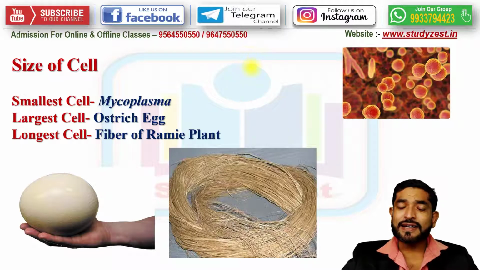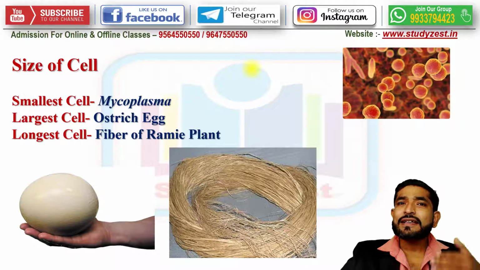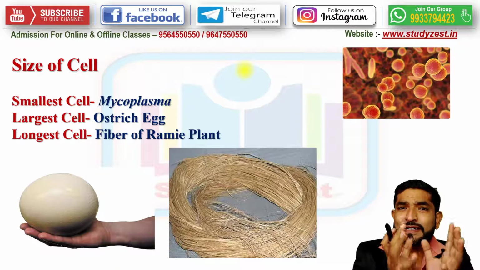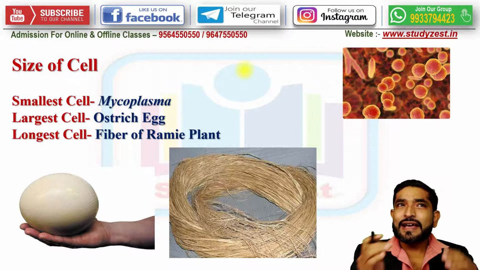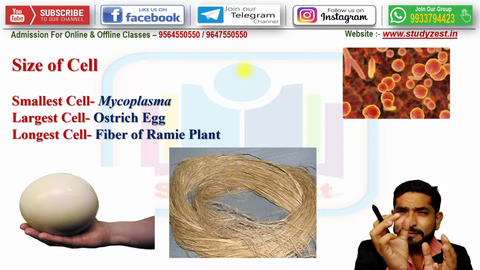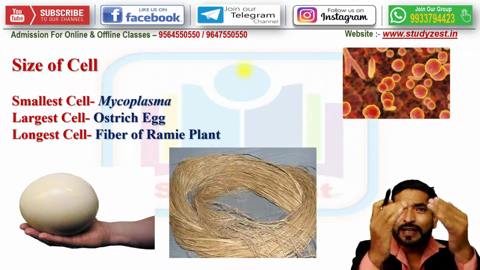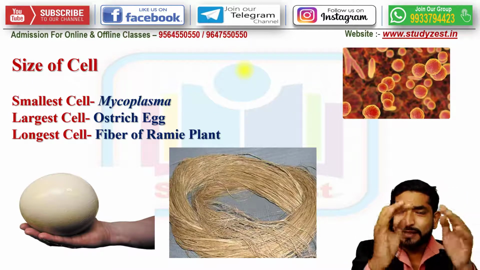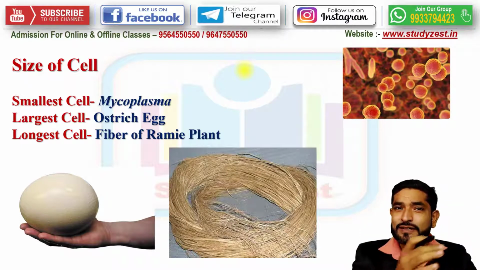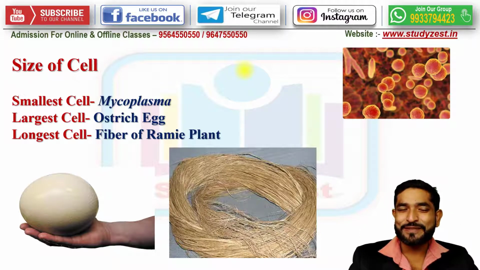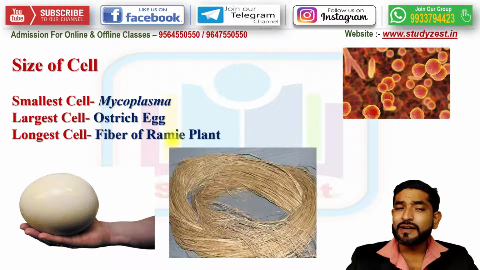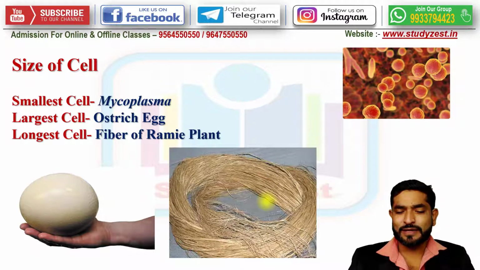But it is a kind of modified cell so that the developing embryo can have all the food materials for its development. Inside an egg, there is a very small portion which is actually the nucleus and the surrounding cytoplasm. The rest of the area of the egg is filled with yolk, which is the food for the future embryo. And the longest cells are the fibers of the ramie plant. These are used commercially.